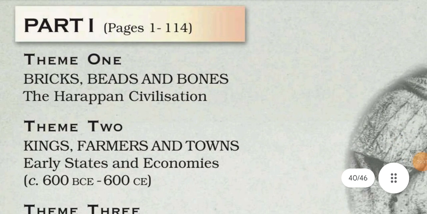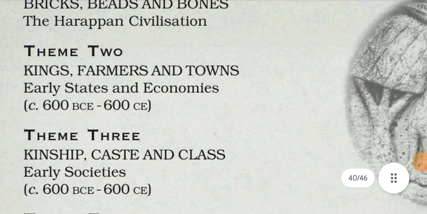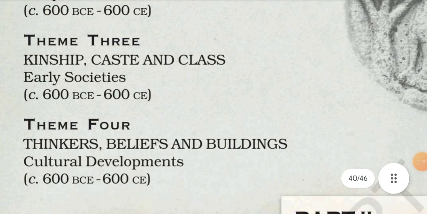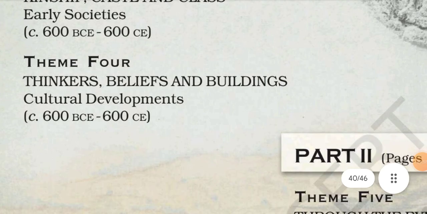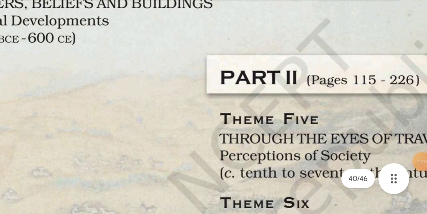Part 1. Theme 1: Bricks, Beads and Bones: The Harappan Civilisation. Theme 2: Kings, Farmers and Towns: Early States and Economies, 600 BCE to 600 CE. Theme 3: Kinship, Caste and Class: Early Societies, c. 600 BCE to 600 CE. Theme 4: Thinkers, Beliefs and Buildings: Cultural Developments, 600 BCE to 600 CE.